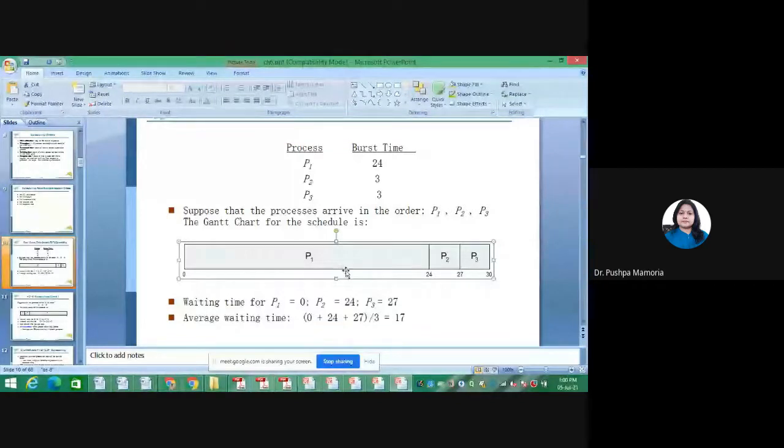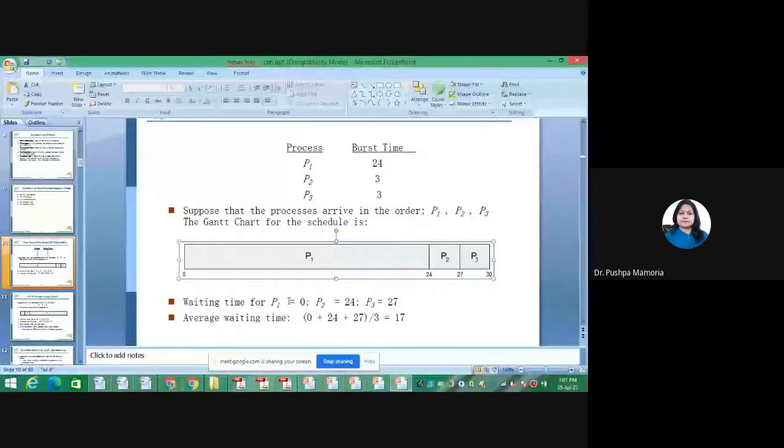Now on the basis of this chart, we can calculate the waiting time, right? First of all, we'll write the waiting time of every process, then we will calculate the average waiting time of all the processes. The waiting time for P1 is 0 because the arrival time of all the processes is 0 and P1 started its execution from 0. So the waiting time for P1 is 0, right?